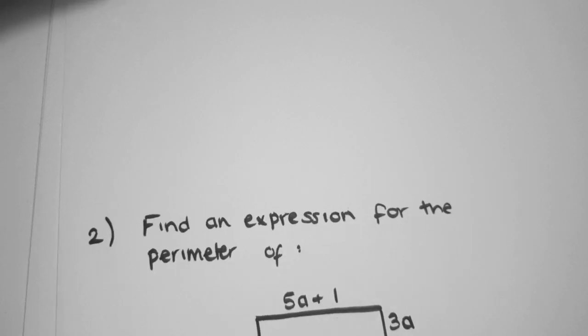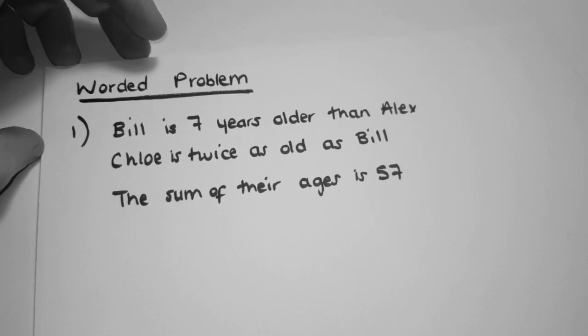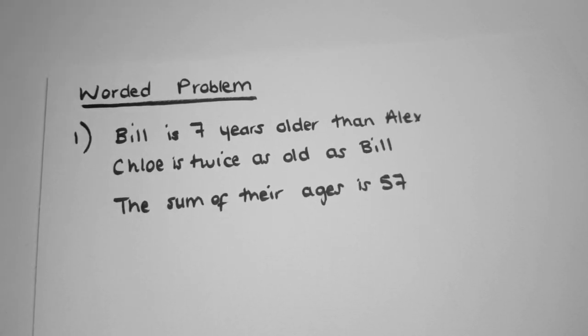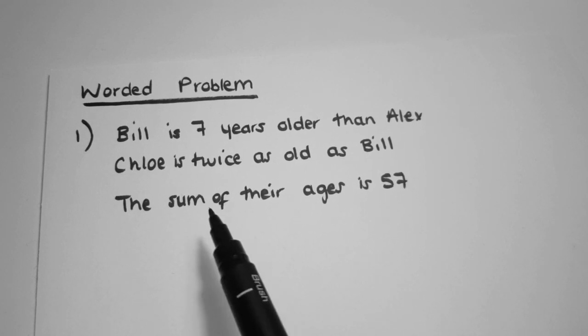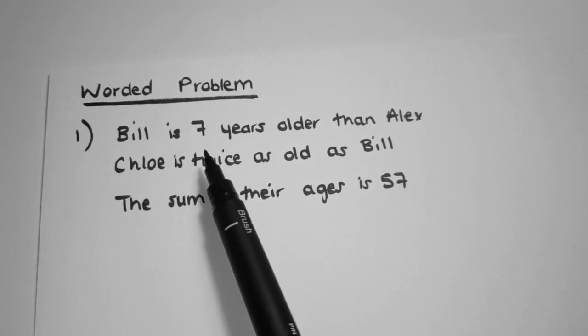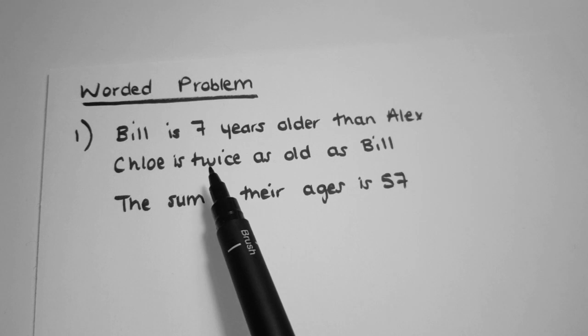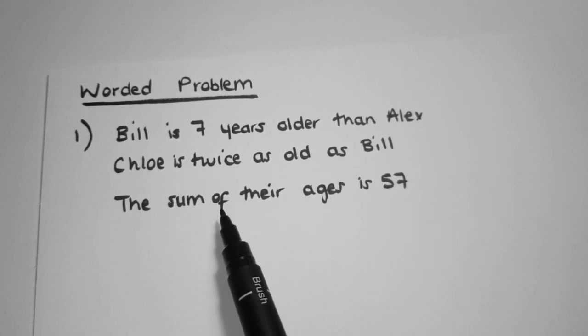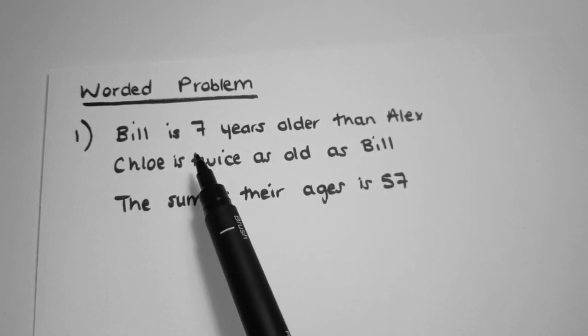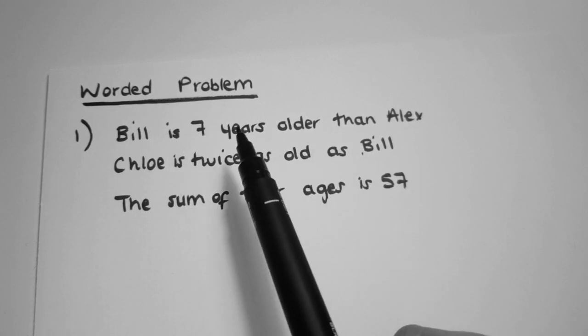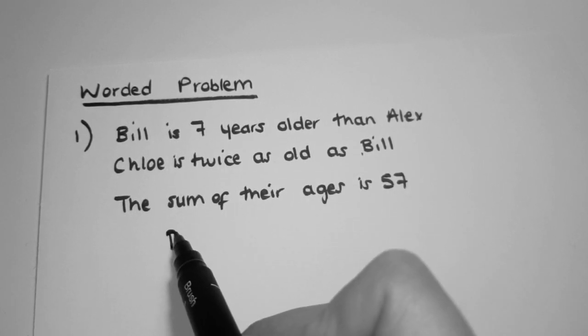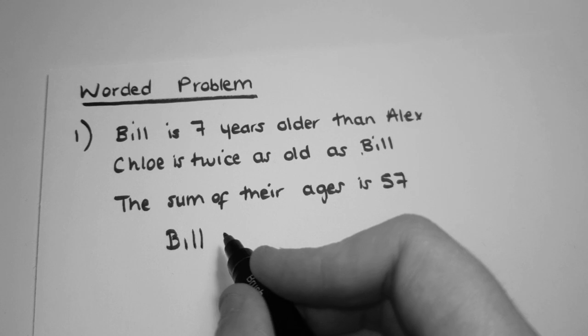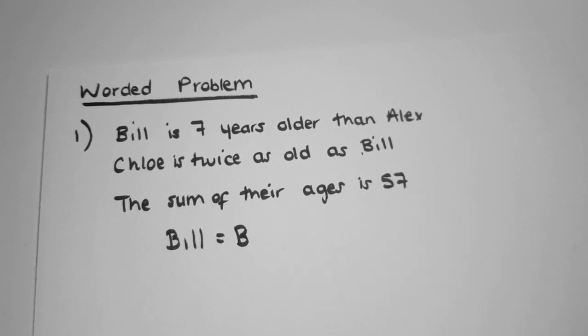Right, last ones, I'm going to do an example of each of the worded problems that I've put on the end of these first 2 tasks. So for this one, it says Bill is 7 years older than Alex, Chloe is twice as old as Bill, the sum of their ages is 57. Now in both sentences, they mention Bill. So I'm going to use Bill as my letter that runs all the way through. I'm just going to use a B to represent Bill.